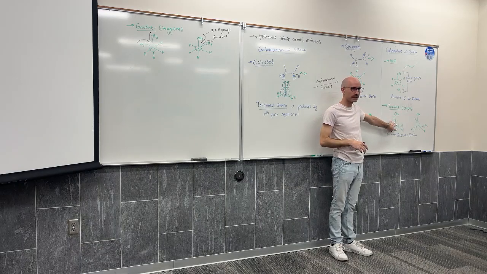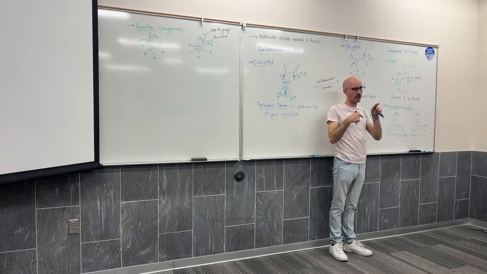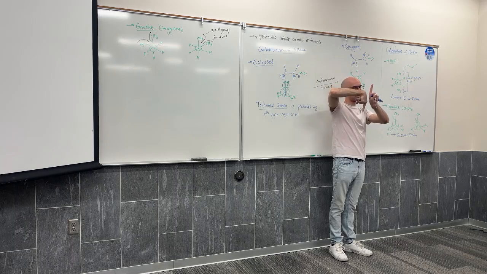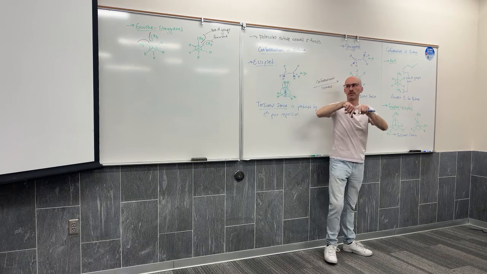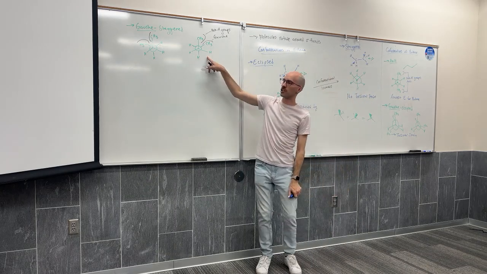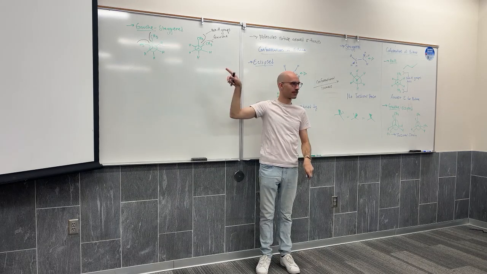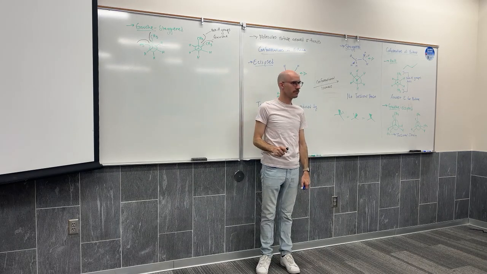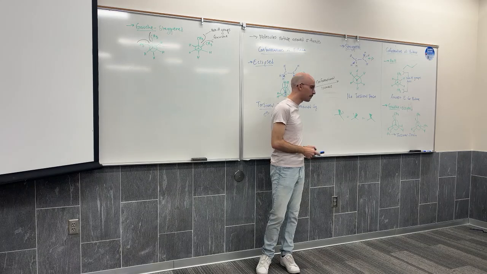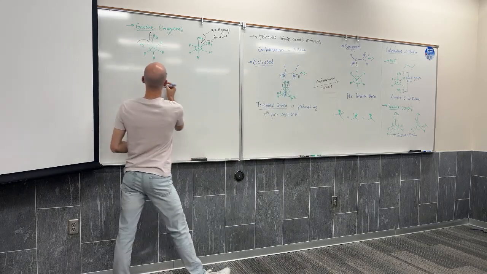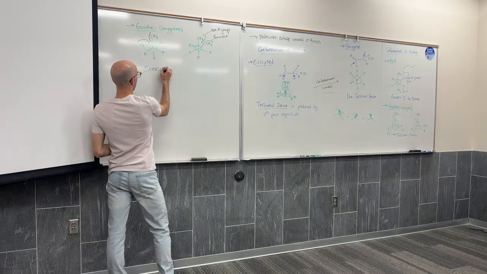Gauche eclipsed is where those non-H groups are not directly on top of each other, but not directly opposite each other. They're somewhere in between. They're a little bit awkward between on top and away from. With gauche staggered, they're somewhere in between and staggered rather than eclipsed. This introduces a new type of strain. This type of strain is called steric strain.